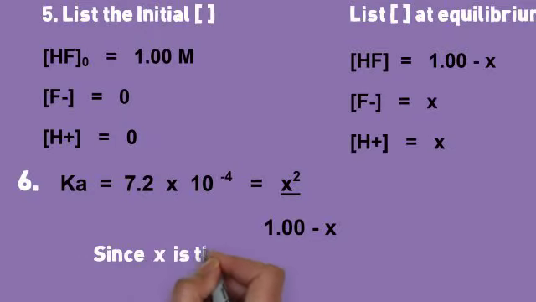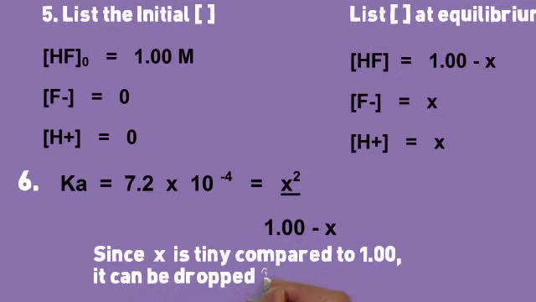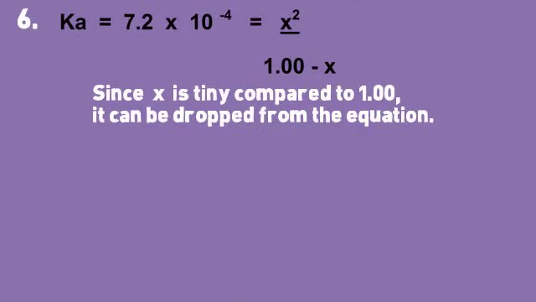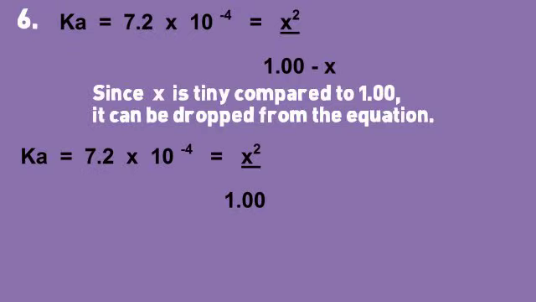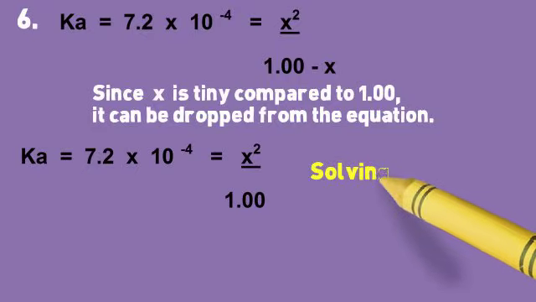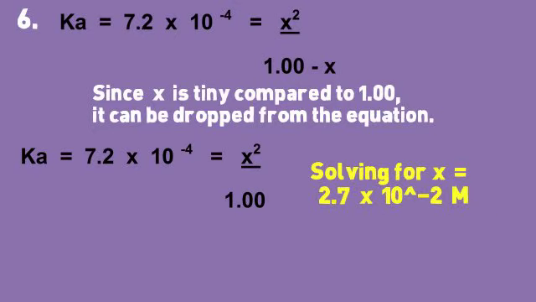However, since X is tiny in comparison to the 1 molar, it can be dropped or ignored as well from the equation. So drop it from the equation and you can rewrite it without that minus X. Now solve for X. Now it's easy to solve for X and you don't have to go into quadratics. And so the molarity for that is 2.7 times 10 to the negative 2 molarity.